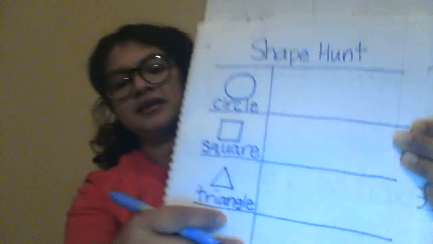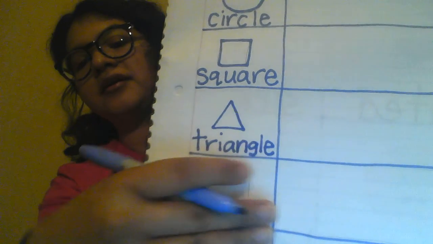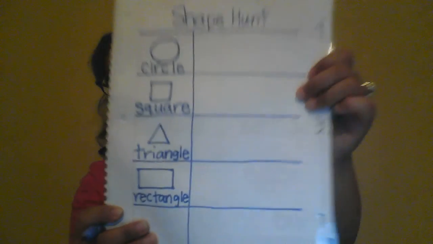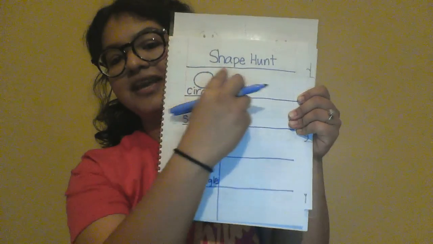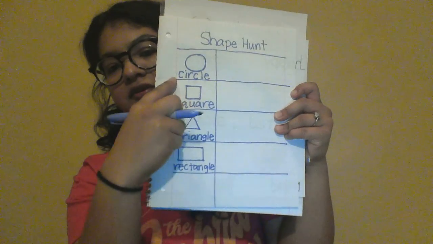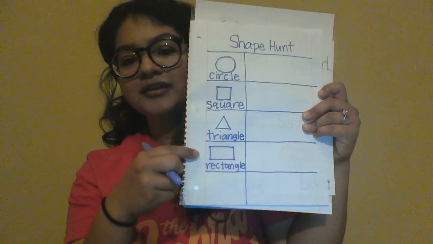Let's see. I need triangle. Let me make sure I spell my word also. T-R-I-A-N-G-L-E. There's my third shape, triangle. And the last one that I said was a rectangle. That's my fourth shape. R-E-C-T-A-N-G-L-E. Rectangle. So this is what you should have right now. Shape Hunt, and then it says circle, square, triangle, and rectangle.